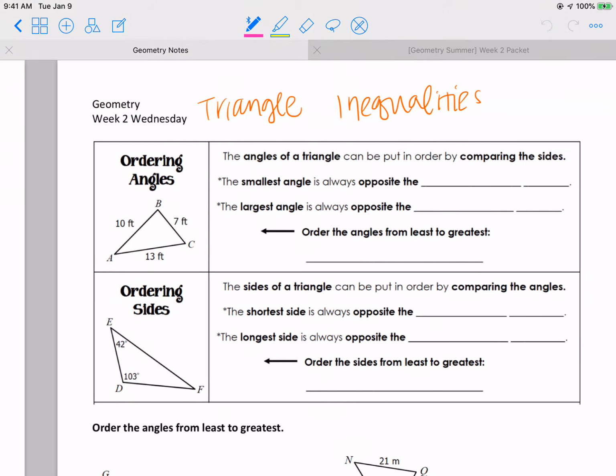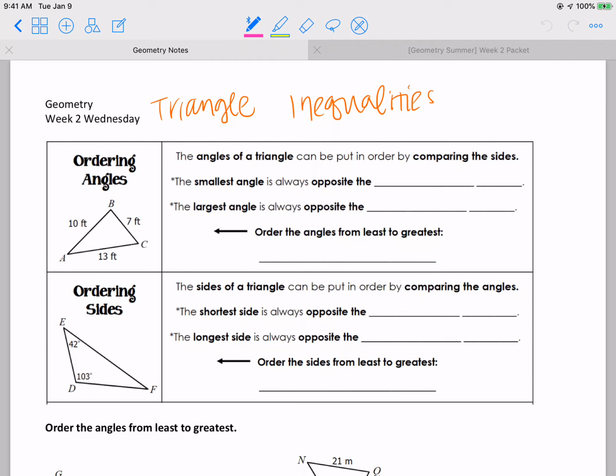Okay. Let's look at the second page of the homework. You are going to be ordering the angles, and then the second part is ordering the sides. That means the angles of the triangle can be put in order by comparing the sides. The smallest angle is always opposite from the shortest side. So if the shortest side is 7, this angle is going to be the smallest.